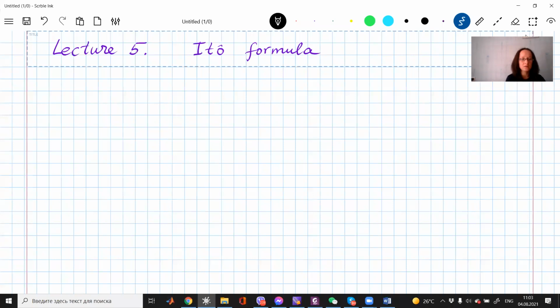And they are similar to properties of Riemann-Stieltjes integrals. So let's write some properties.